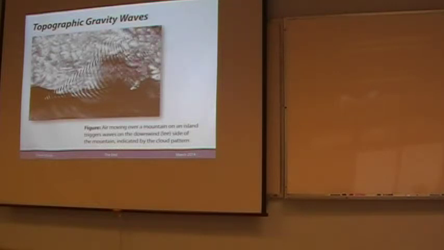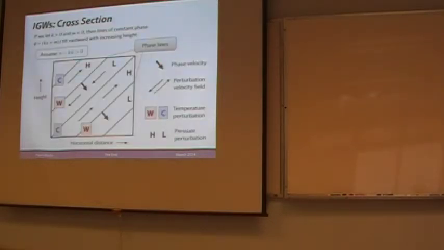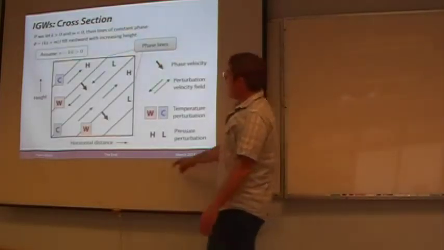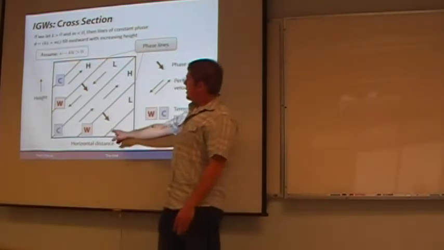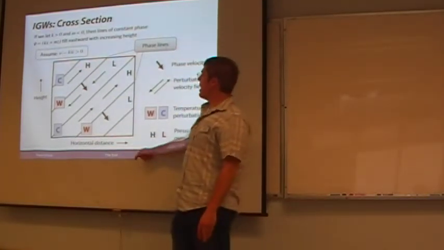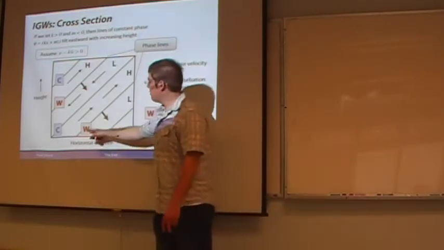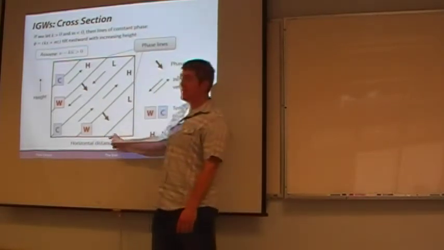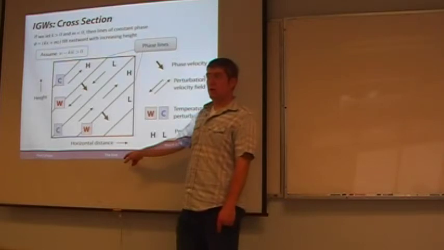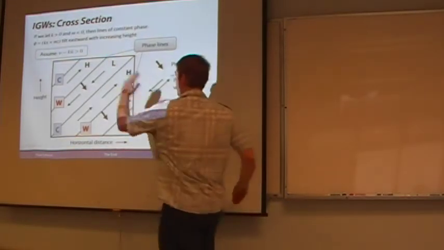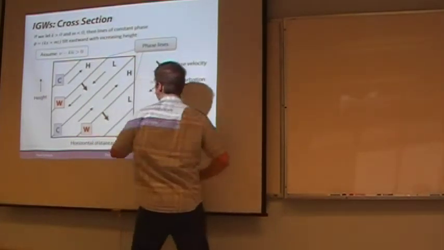Topographic gravity waves are an example of internal gravity waves. These are driven by underlying topography. Internal gravity waves have interesting character associated with them. Phase lines, for instance, for k greater than 0 and m less than 0 are pointed from bottom left to top right. Phase speed is towards the surface. So you have waves which, over time, will propagate in this direction.